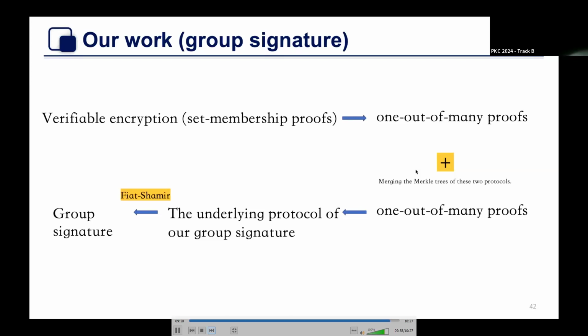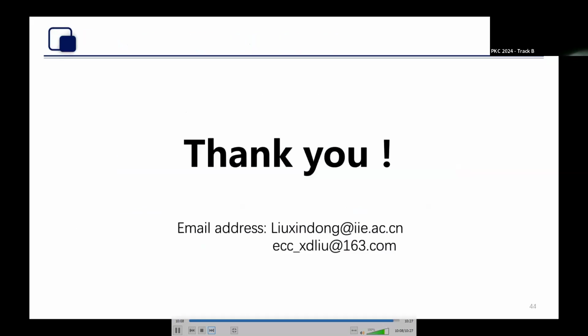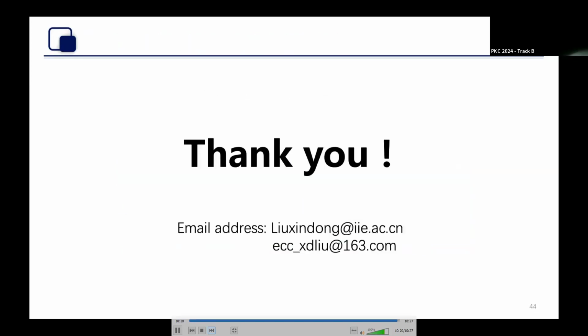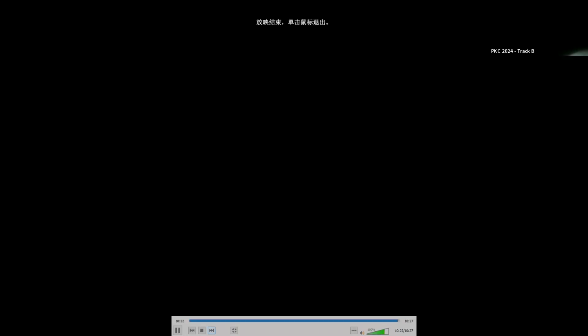Finally, we apply the Fiat-Shamir transform to it to obtain our group signature scheme. Compared with other code-based group signature schemes, our scheme has an advantage in signature length. This is our work. Thank you.